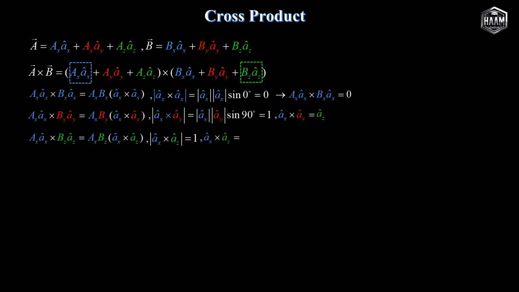Applying the right-hand rule by aligning the index finger along A hat sub x and the middle finger along A hat sub z causes the thumb to point along minus A hat sub y. Therefore, A hat sub x cross A hat sub z equals minus A hat sub y, and this result is obtained.